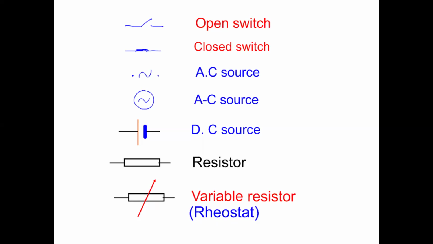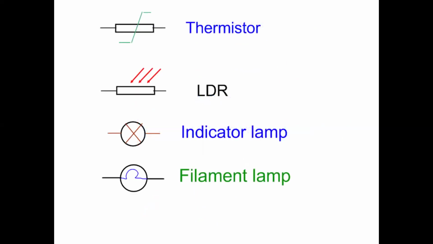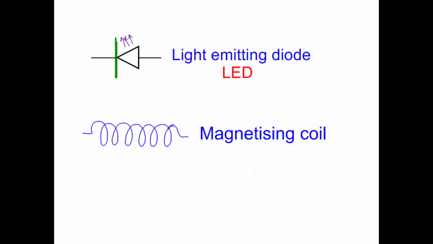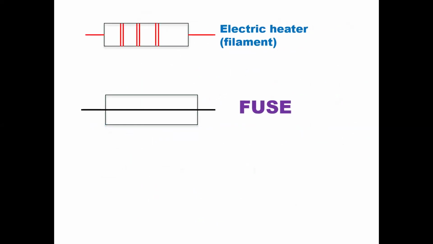So these are a number of circuit symbols. Some of them you will study in O level, some of them in A level. This is a combined collection of important symbols like thermistor, LDR, indicator lamps, capacitor, rectifying diode, light emitting diode, magnetizing coil, fuse, electric heater, etc.